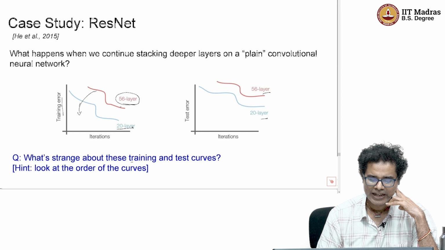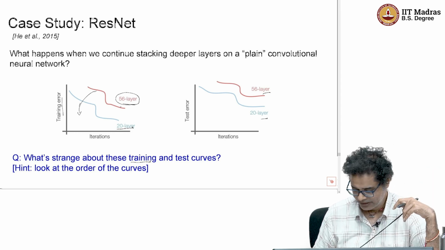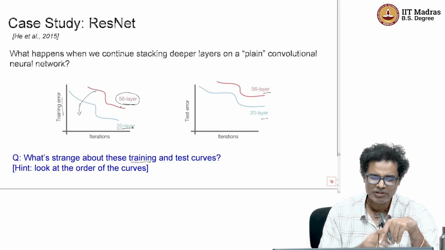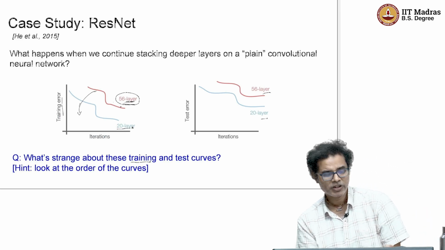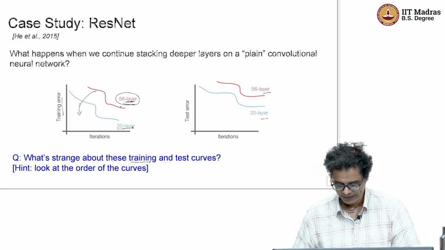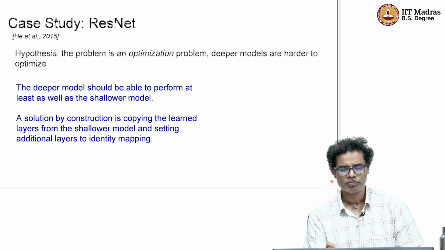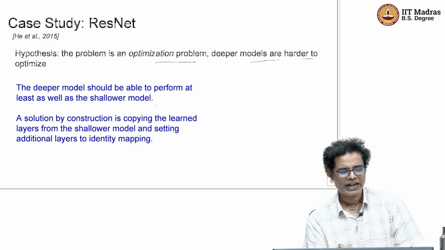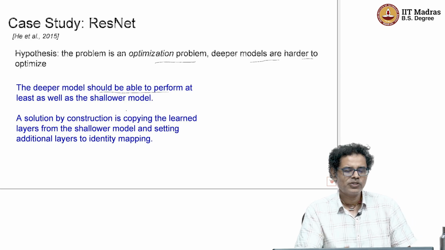So why is the training error more? Test error can be fine, but why the training error? Basically, the main idea was that it was not able to train. We were not able to properly train such a deep network because of the vanishing gradient problem. That is the main problem. So it's an optimization problem, and deeper models are harder to optimize. Ideally it should be able to perform at least as well as the shallow model, at least during training, right?